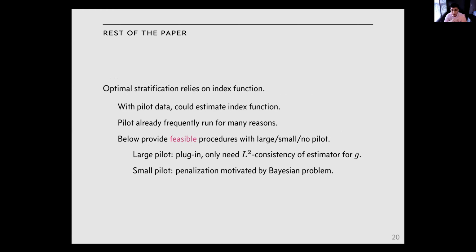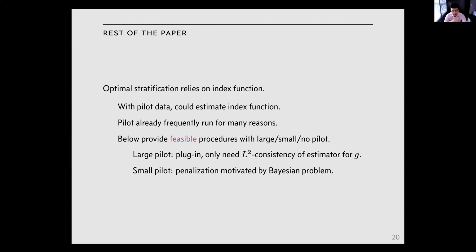So you may have a large pilot. In that case, you can just estimate this function g and match according to this estimate. You're going to do very well because you have a large pilot. And the important thing there is that I only require the L2 consistency of your estimator for this function g. I don't need any rate condition or uniform consistency or things like that. So you can use a lot of machine learning methods for it as well.